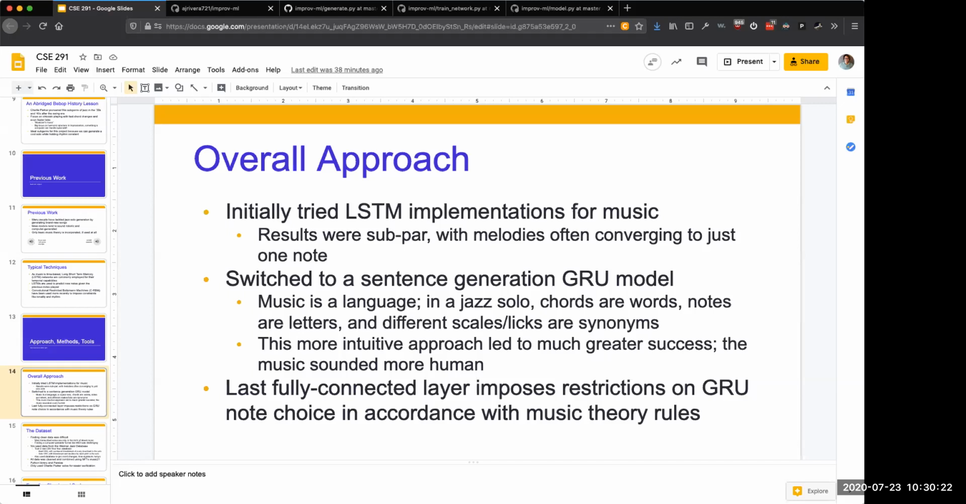And we thought it worked a little bit better for rapidly changing chords. And we thought that it was a pretty good model, especially for our limited data set, because it tends to do better than LSTM with less data.